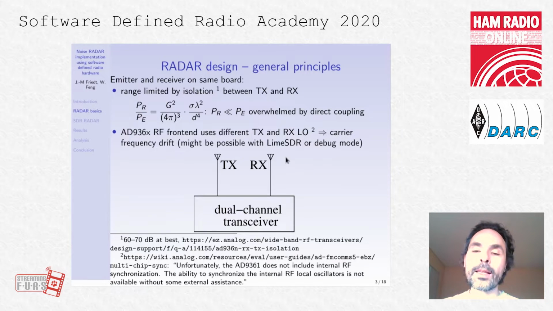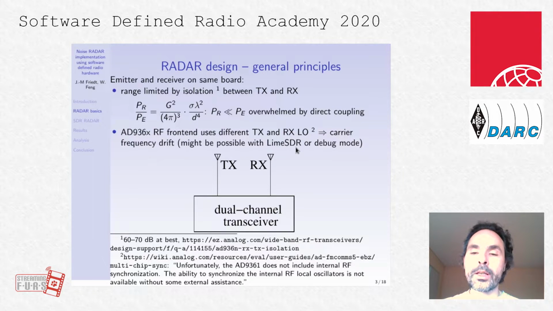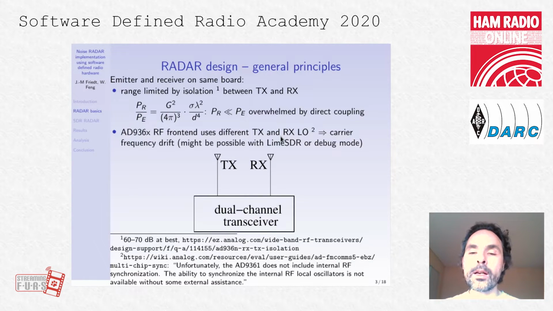If we had different hardware like the LimeSDR, which uses the same transmitter and receiver local oscillator, such an issue would not arise. And if you have more fancy hardware like the evaluation board from Analog Devices, you have a debug mode that allows for locking transmitter and receiver, but to the best of my knowledge, such a functionality is not available with the B210. So we need a way of transmitting a signal and measuring whatever is transmitted on the receiver side.